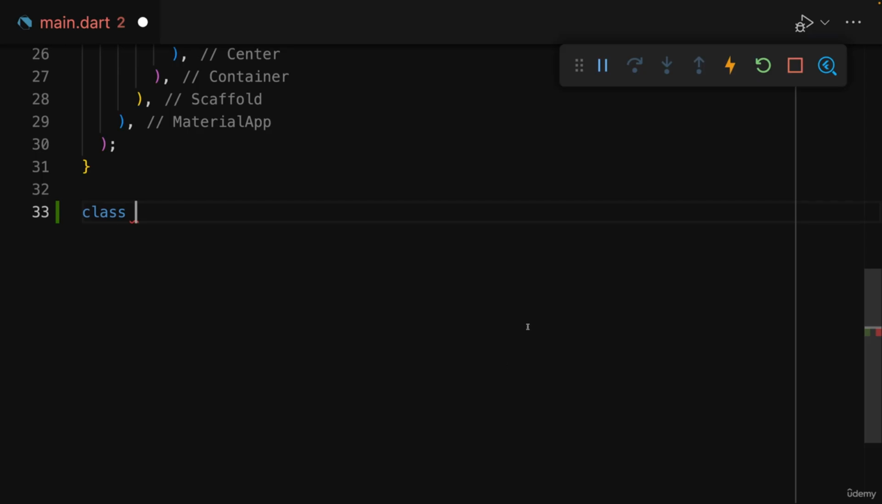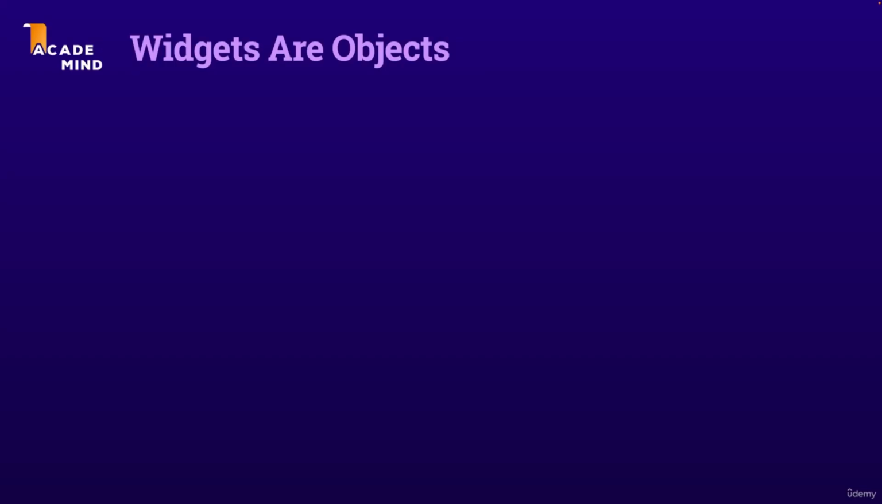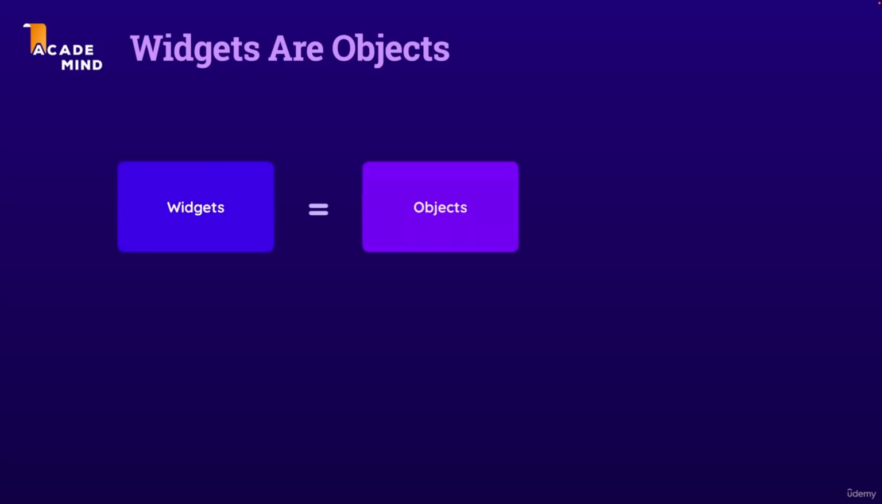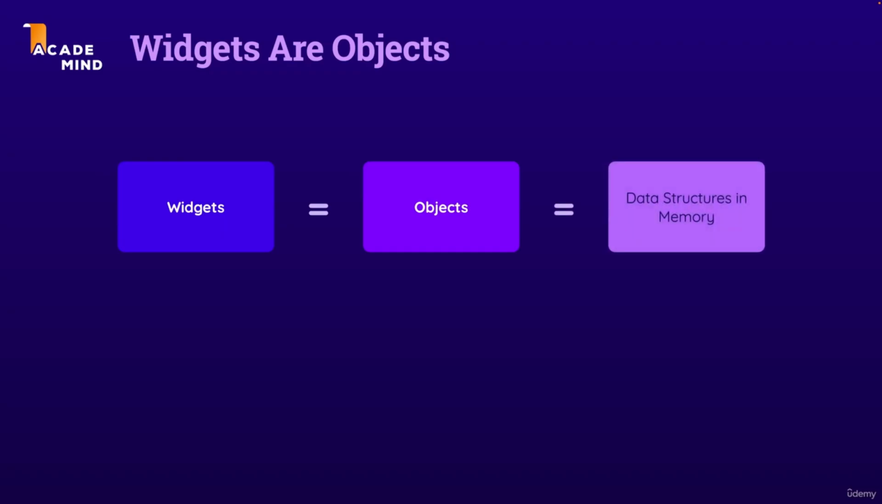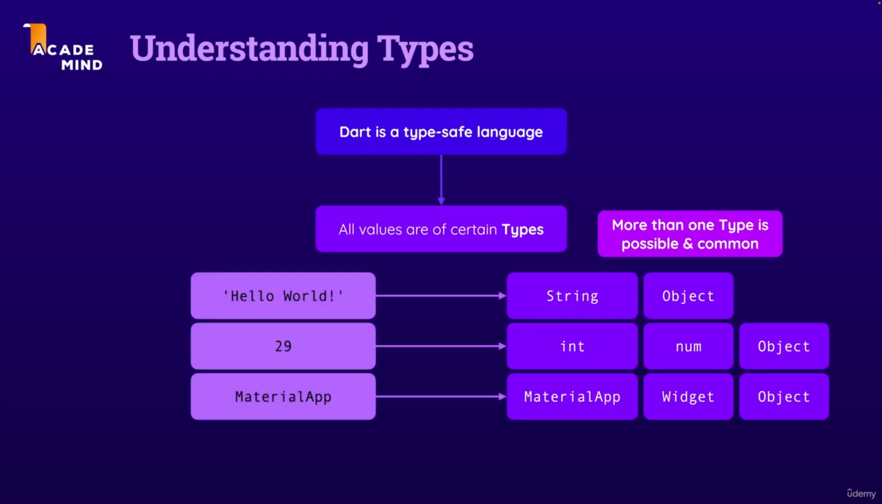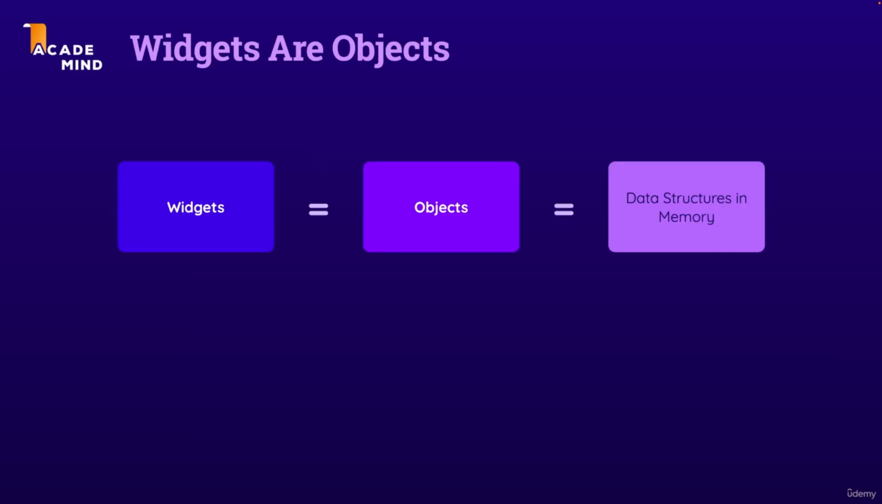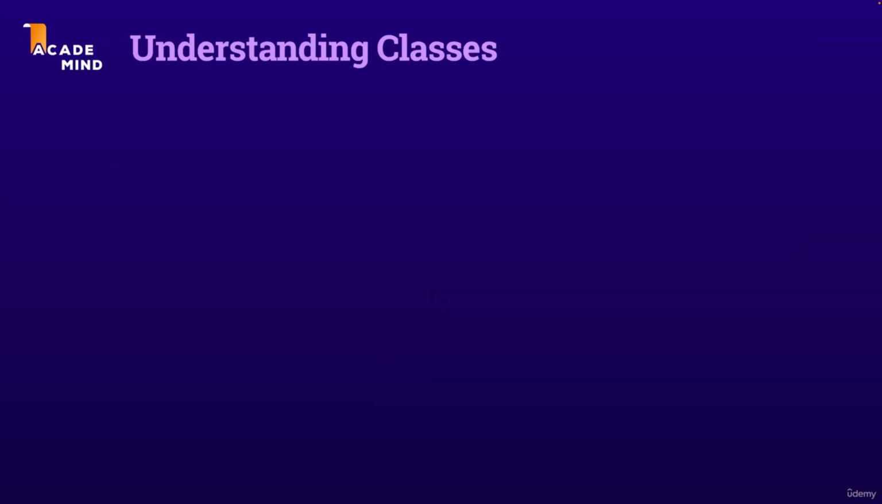But what is a class now? As you learned, widgets are objects, and objects are simply these data structures in memory. And of course, not just widgets are objects. As you learned before, all value types in the end are also objects. So all value types are such data structures in memory, and that's why this objects concept is a key concept in Dart. Now, classes are closely related to this objects concept.